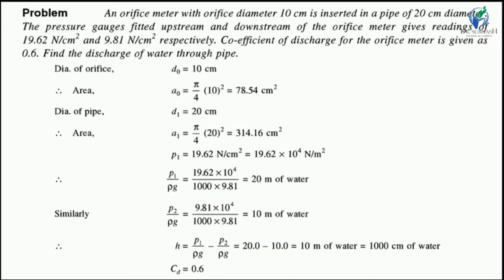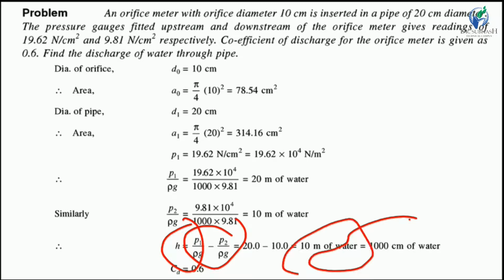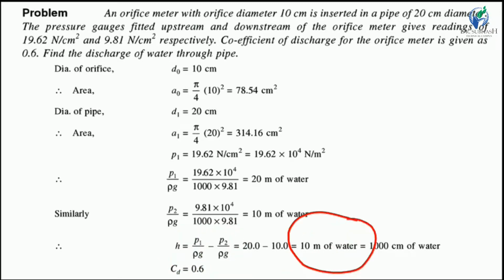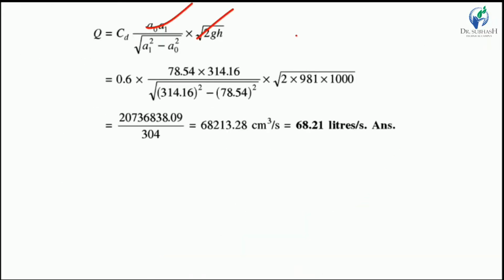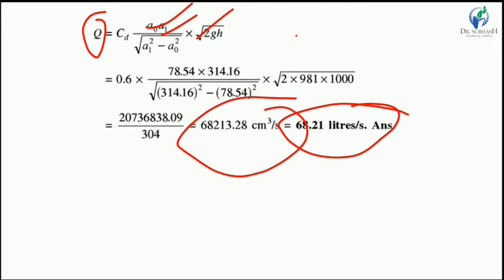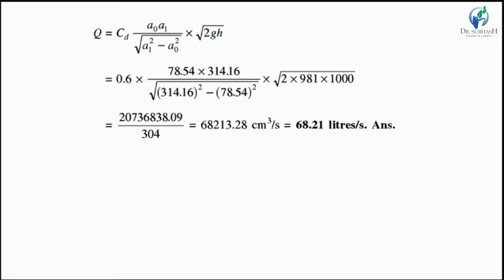Okay. So now get the value of H. Take the difference of pressure heads, and finally we have found the value of pressure head in the form of water head, 10 meter water head or 10 meter column height. Okay. Now the value of coefficient of discharge for the orifice meter is 0.6. Now put the value of all elements into the equation, and we finally find the value of discharge in centimeters cube per second, and this is converted into liters per second. Okay.